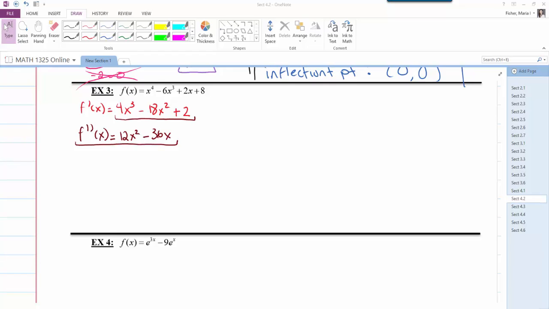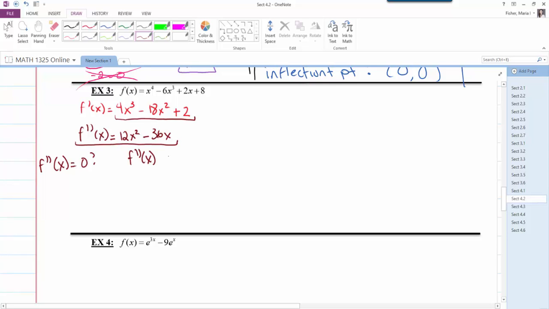Example 3, we're doing the same thing. We're still finding the intervals where we're concave up and down and any inflection points. So we've already found the first and second derivative for this function. Now let's try to find the partition numbers for the second derivative. Remember, those partition numbers are any place where f double prime of x is equal to 0, and any place where f double prime of x is undefined.